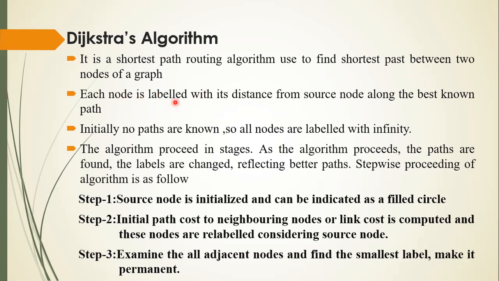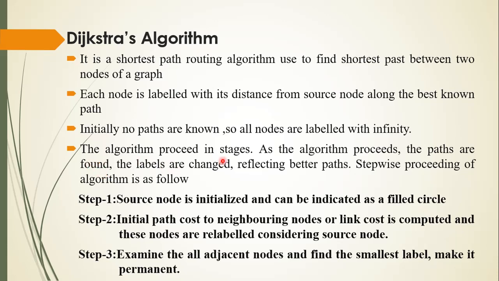Each node is labeled with its distance from the source node along the best known path. Each node has a label with its distance. Initially no paths are known, so all nodes are labeled with infinity. Initially all nodes have no known path, so they are labeled with infinity.